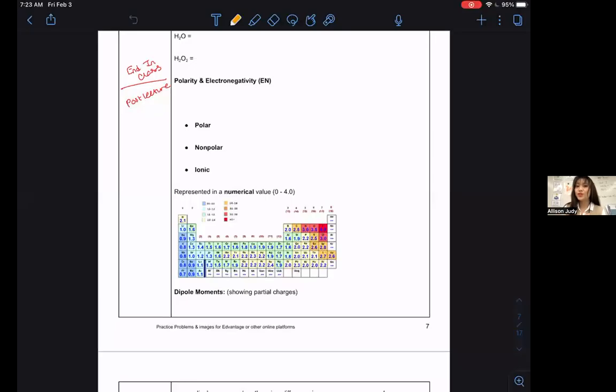All right, welcome AP students to your AP Unit 2 post lecture on polarity within a covalent molecule and a brief overview on the very short topic of metallic bonding.